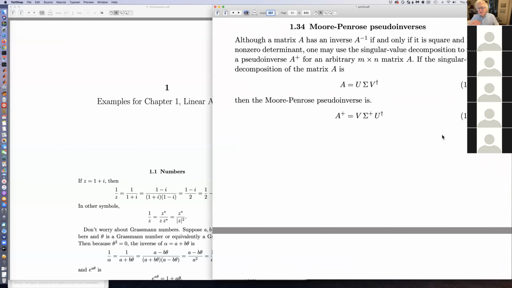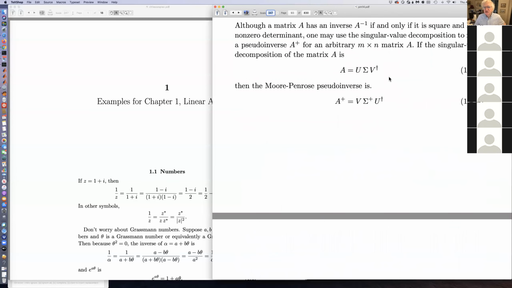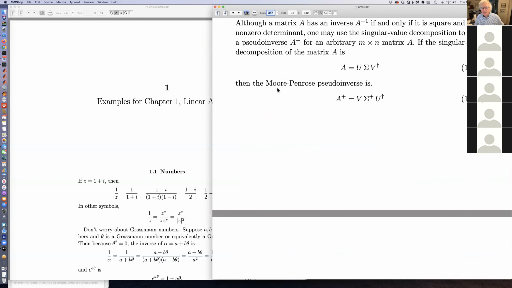This comes to the idea of the Moore-Penrose pseudo-inverses. We can just use the singular value decomposition of an arbitrary non-square or square matrix like that. The Moore-Penrose pseudo-inverse is always defined, and it's A plus, and it's V sigma plus U dagger.